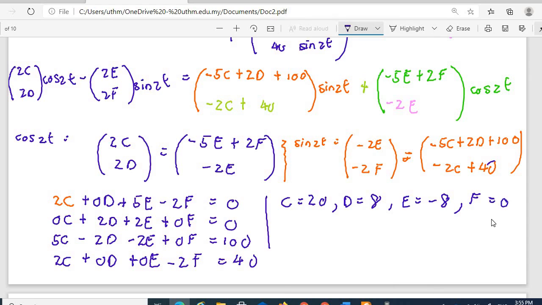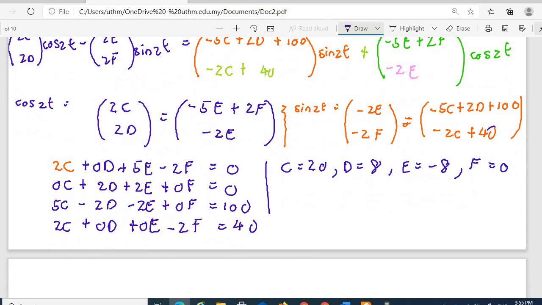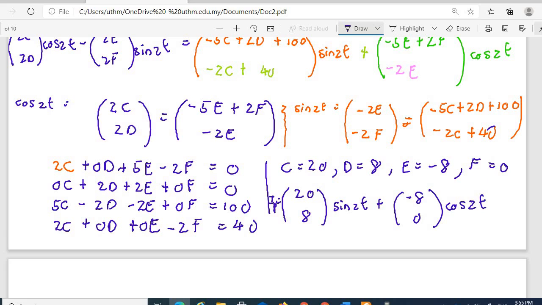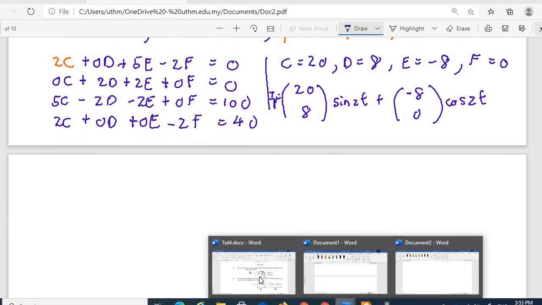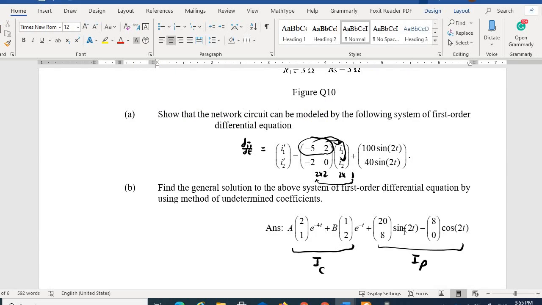Okay, plug in the value of A, B, C, D. It means C, D, E, F. C is 20, D is 8. So C, D, this is the coefficient for sin 2t. This is actually my IP. E, F: E is negative 8, F is 0. So this is cos 2t. C 28, negative 8, 0. So this is IP.